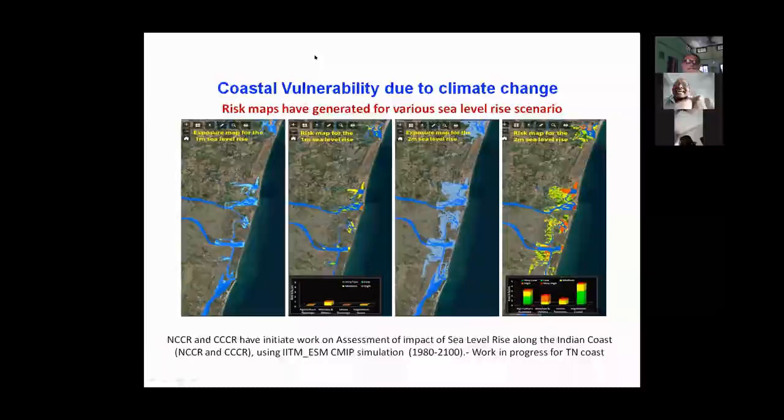So this is one sea level rise scenario we have generated for Chennai. This type of work NCCR is also doing. We need a lot of GIS into this, as well as satellite data. Next.